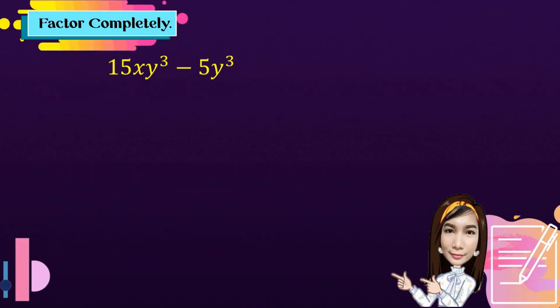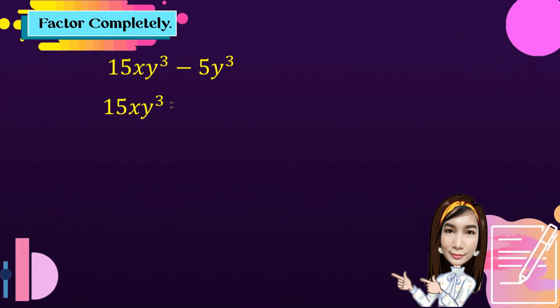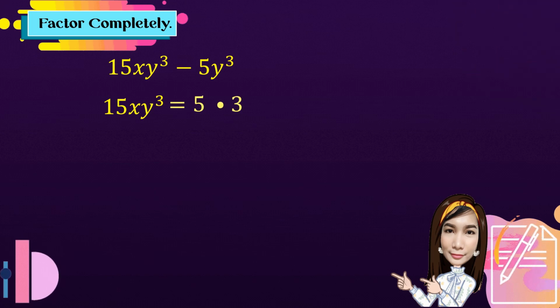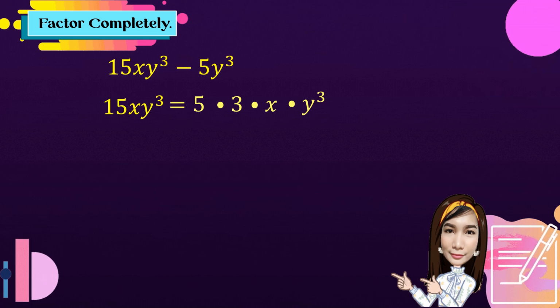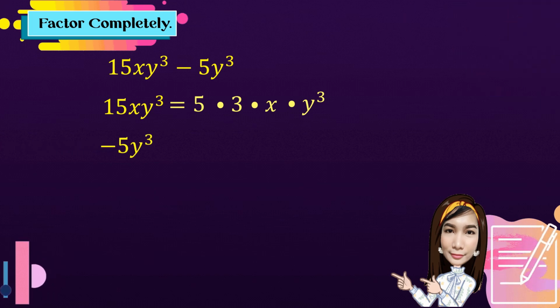Next given is 15xy cubed minus 5y cubed. So let's have the first term, 15xy cubed. So factor the numerical, 15. We have 5 times 3. Then the literal coefficient, xy cubed, we have x times y cubed. Next, we have negative 5y cubed. Negative 5 can be factored as 5 times negative 1. Then we have times y cubed.